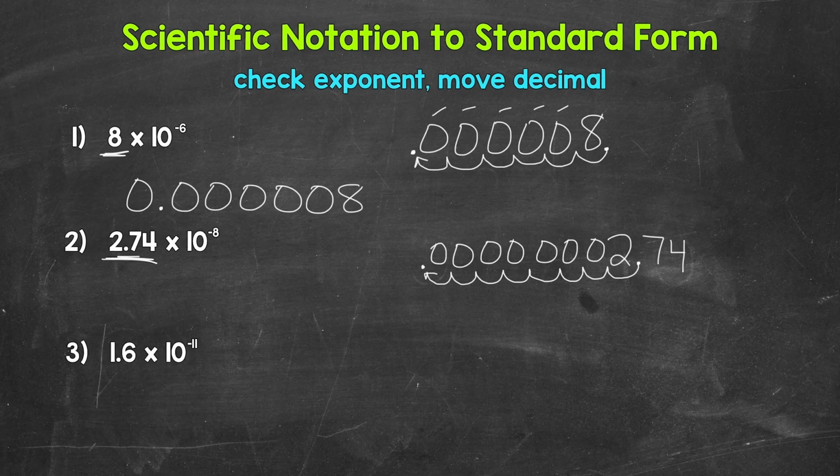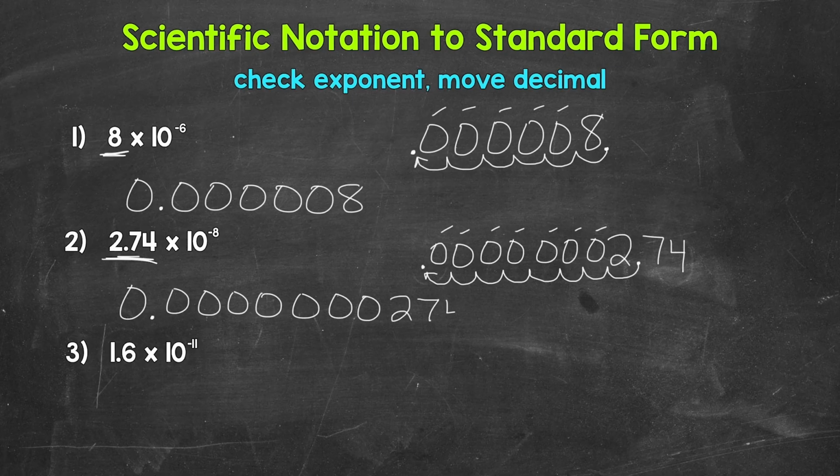So let's rewrite this. So 0, then the decimal. Then we need 1, 2, 3, 4, 5, 6, 7 zeros, and then 274. So 1, 2, 3, 4, 5, 6, 7, and then 274. And that's our standard form for number 2.